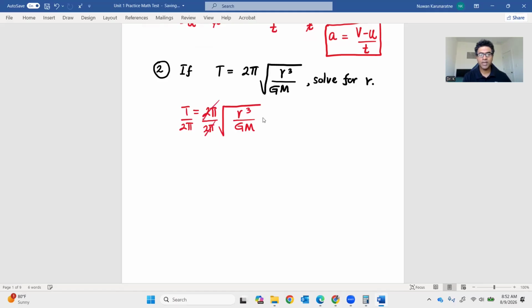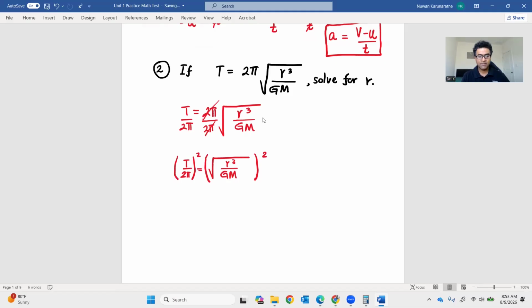Now look, this 2 pi cancels out. So I have T over 2 pi equals the square root of r cubed divided by GM. Now my objective is to remove the square root. What should I do? I need to take the square on that side. I'm just going to square that. But it's an equation, so I need to do the same operation on the other side.